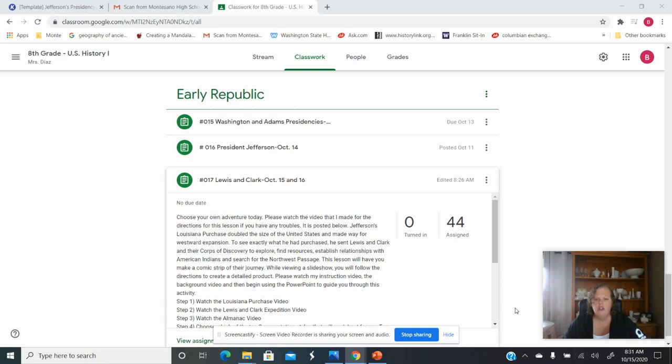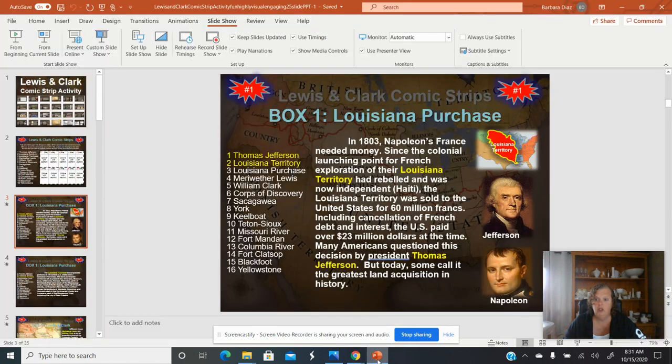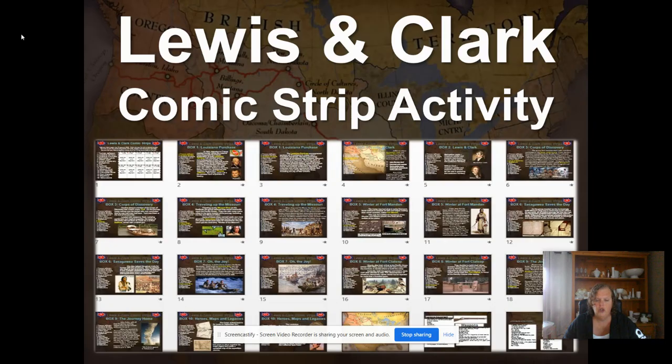Okay, guys, if you're choosing this option, this is me leading you through the PowerPoint. It's because either you can't open PowerPoint on your computer, which can happen if you don't have the program, or you would like a little more help. So I am going to go through this slideshow with you.